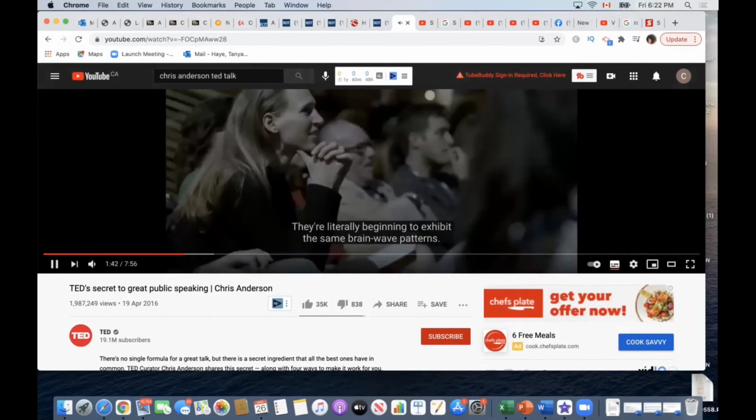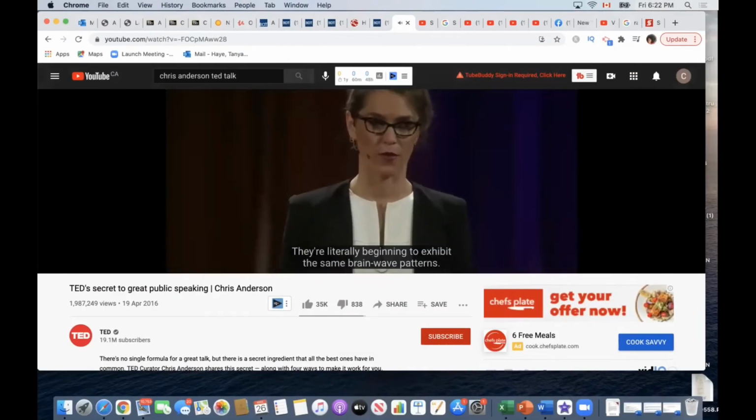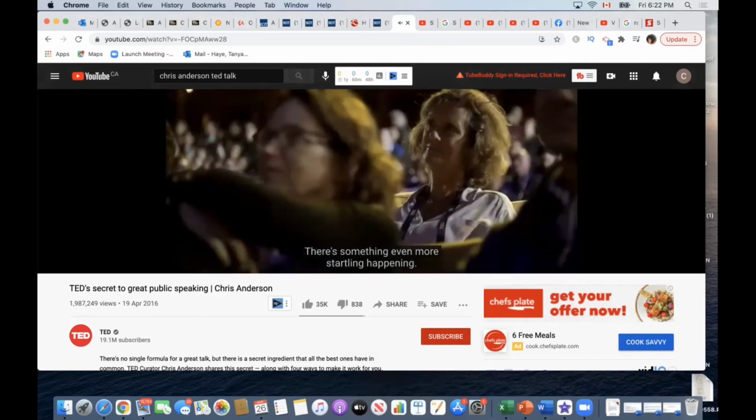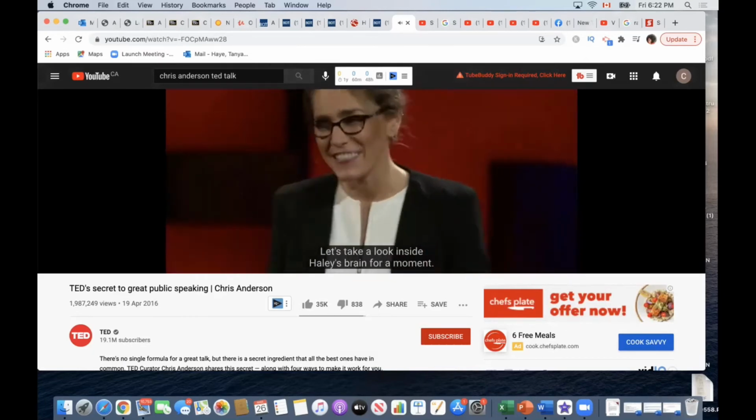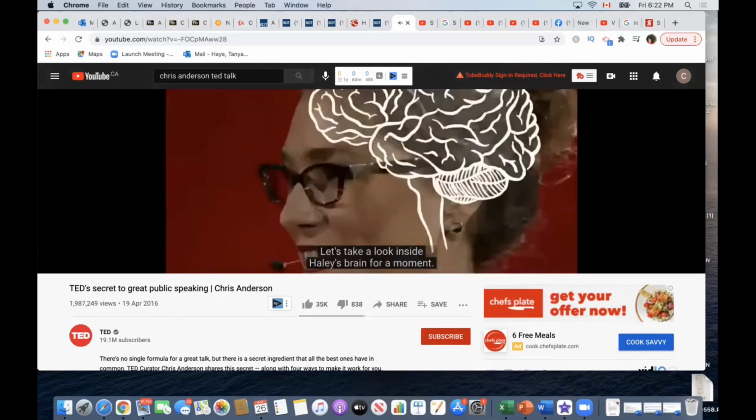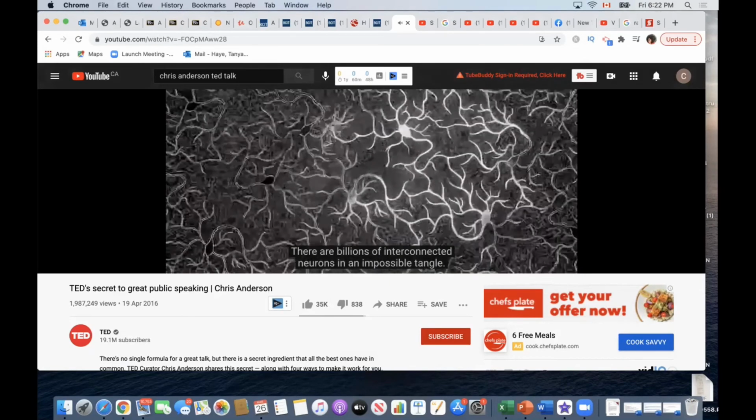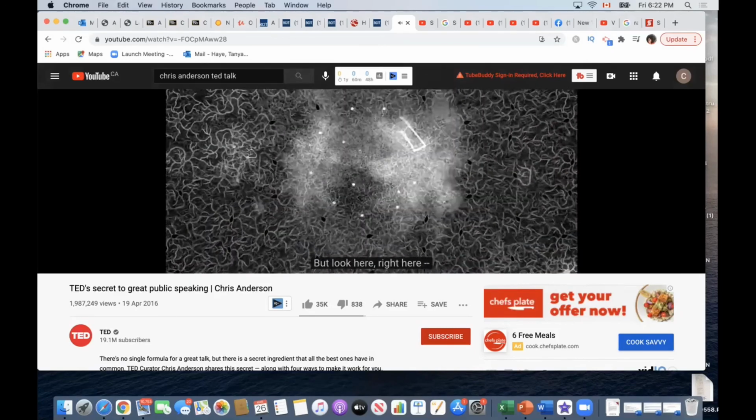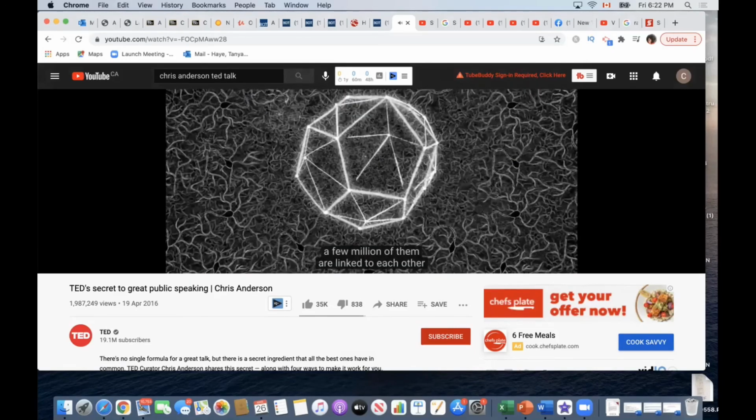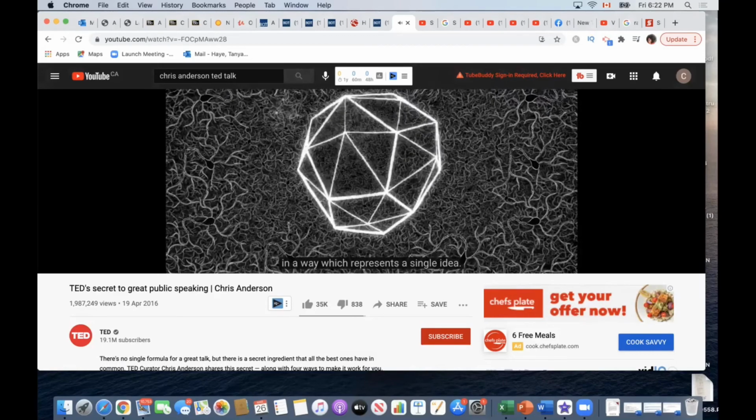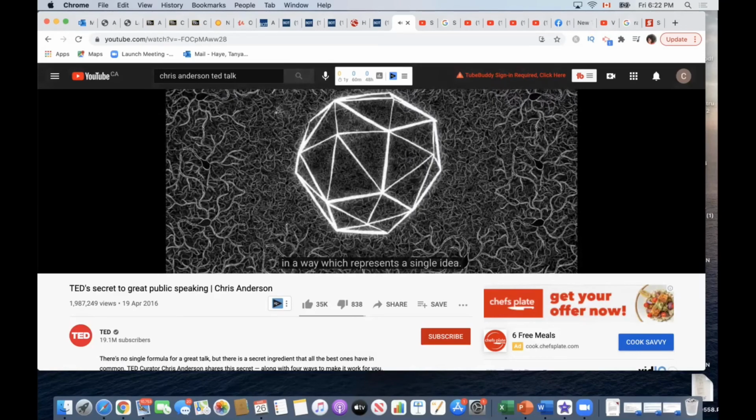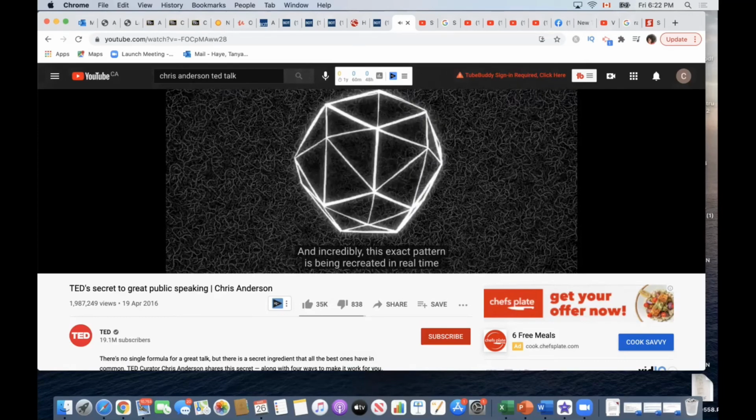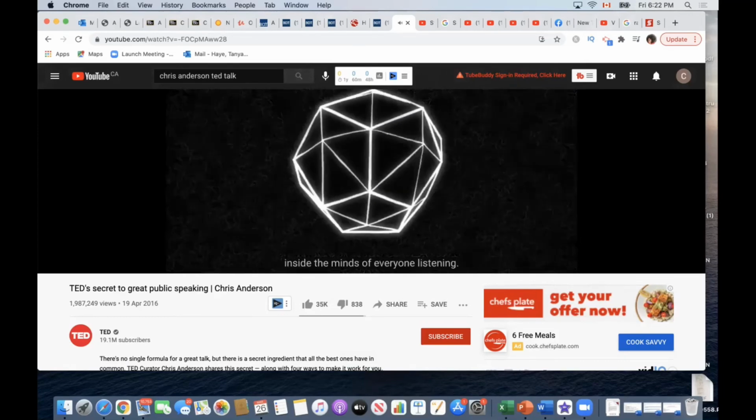They're literally beginning to exhibit the same brainwave patterns. And I don't just mean that they're feeling the same emotions. There's something even more startling happening. Let's take a look inside Haley's brain for a moment. There are billions of interconnected neurons in an impossible tangle. But look, here, right here, a few million of them are linked to each other in a way which represents a single idea. And incredibly, this exact pattern is being recreated in real time inside the minds of everyone listening.